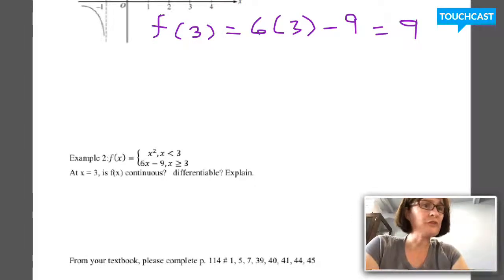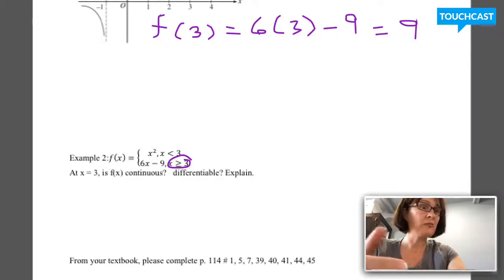So first, to find the actual function value, I use this piece down here, because if I want to find f of 3, I need to find for which piece x equals 3 is active. So I have the or equal to sign here. So I plugged in 3 to 6x minus 9, and I got 9.